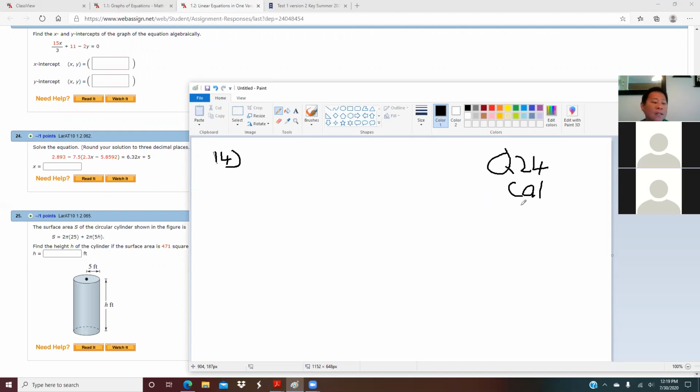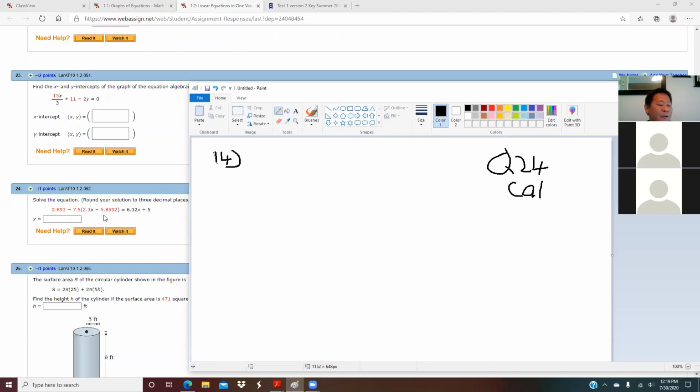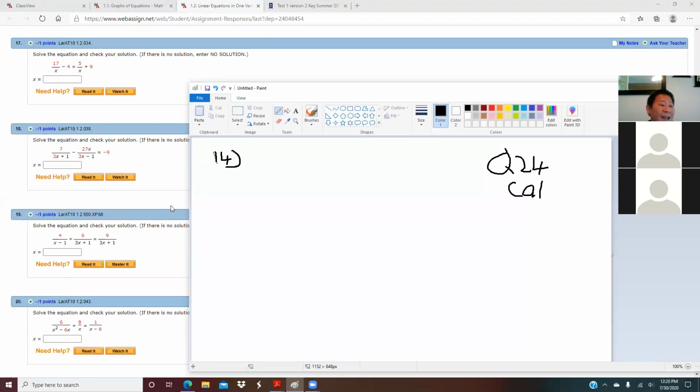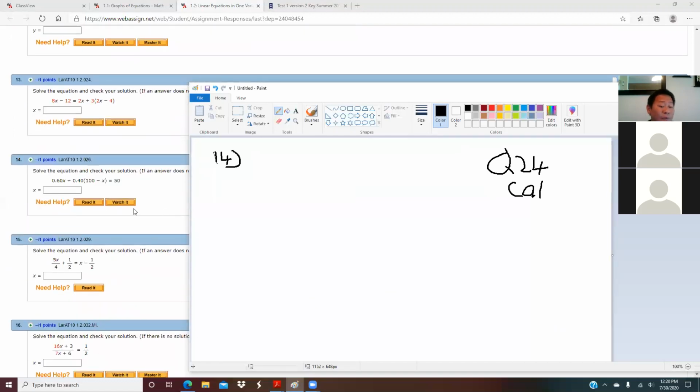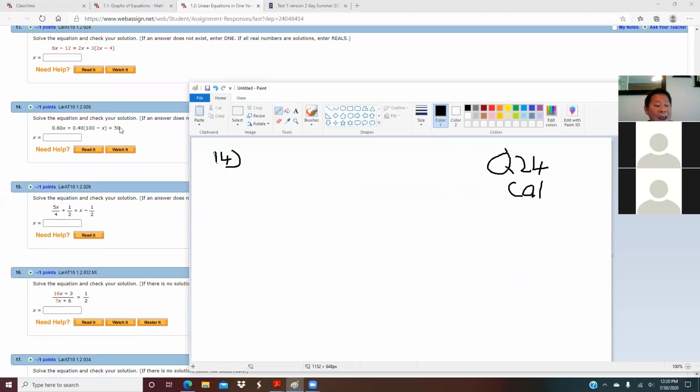Take out your calculator and then distribute 7.5 times 2.3x. Use the calculator on question 24, because this is a very horrible answer. The answer is full of decimals and the question says you have to round to 3 decimal places. But for a question like number 14, you can actually skip that. You can also use a calculator, or you can use this method.